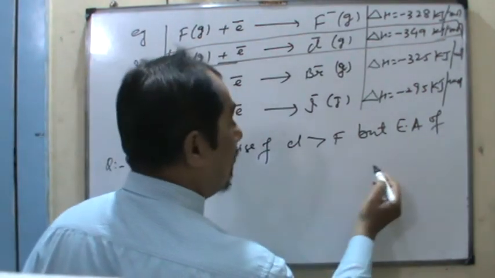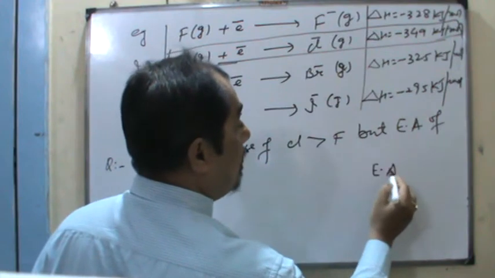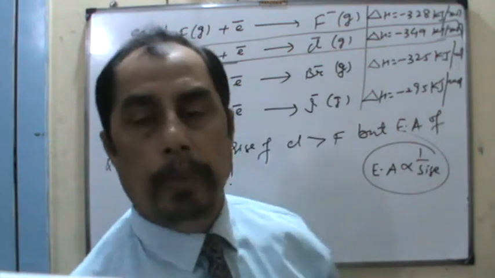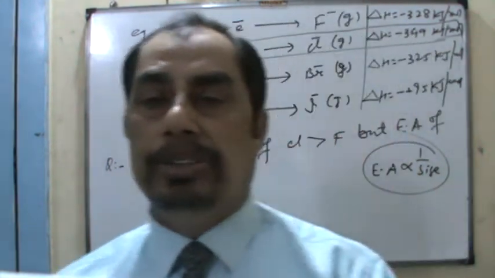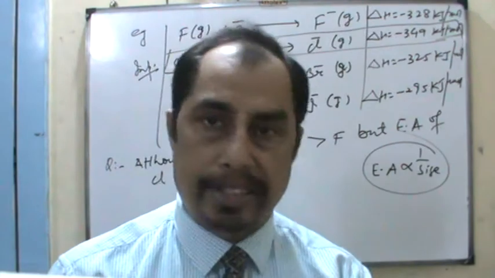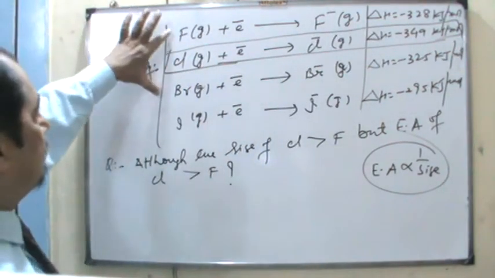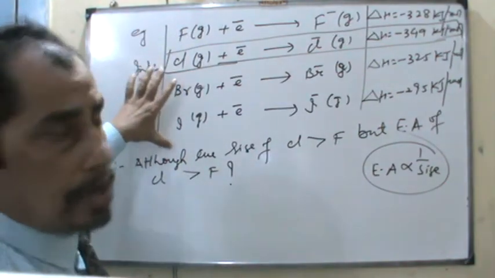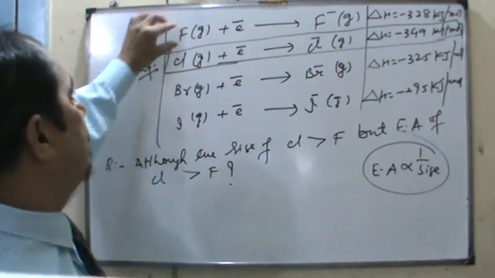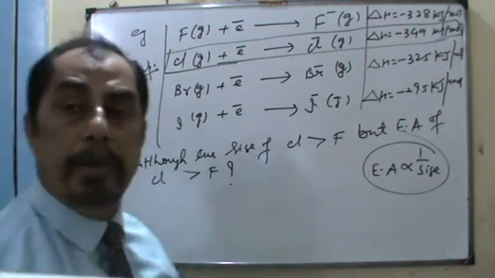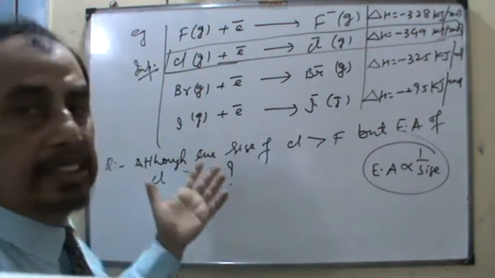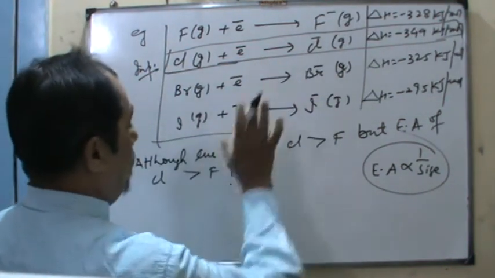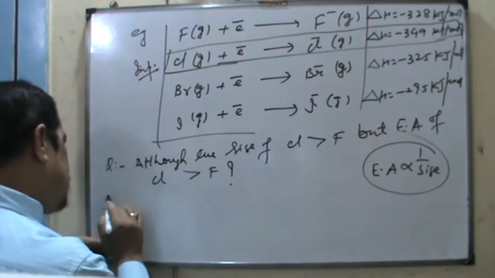Although we know that electron affinity is inversely proportional to the size. As a rule, down the group size increases, so electron affinity decreases. It's a fact. But so far as size is concerned, dear students, down the group size is going to increase. Fluorine is in the 2nd period, chlorine 3rd, bromine 4th, iodine 5th, and astatine 6th. Astatine is a radioactive element, so we will not consider it. But why is this question like this?